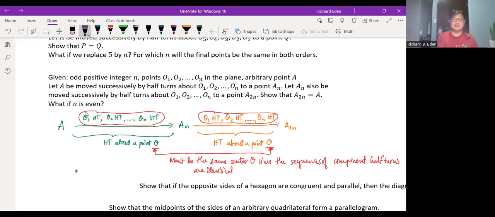Here is O, and here is A. So when you do the first half turn, the destination is A sub n. But then, when you do a half turn acting on A sub n, with respect to the same center, that's going to bring you back to A. So that's why A sub 2n and A are the same.